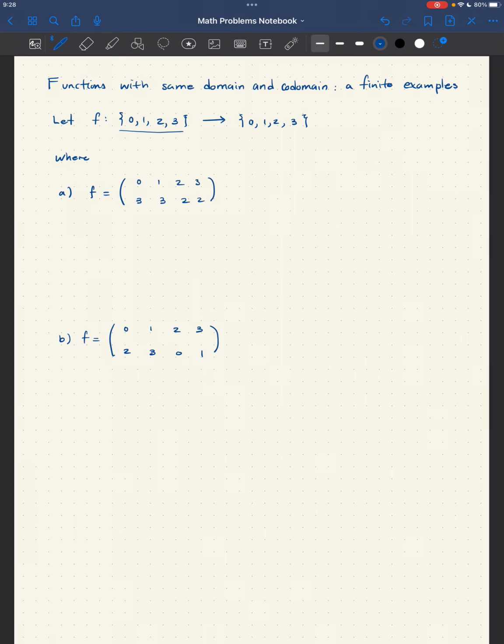Now we're going to have a representation here indicating in this case, for example in A, that 0 goes to 3, 1 goes to 3, 2 goes to 2, and 3 goes to 2. If you want a picture of this, it resembles something similar to the following. If you want to see this as a blob, the domain, 1, 2, 3, and 0 here.